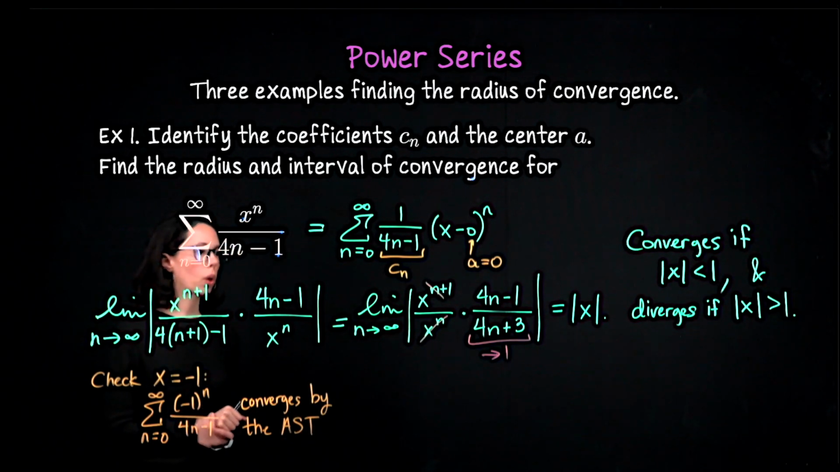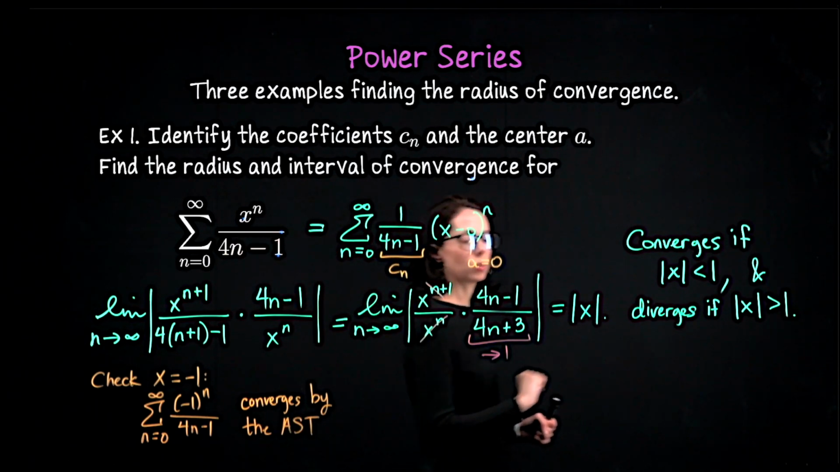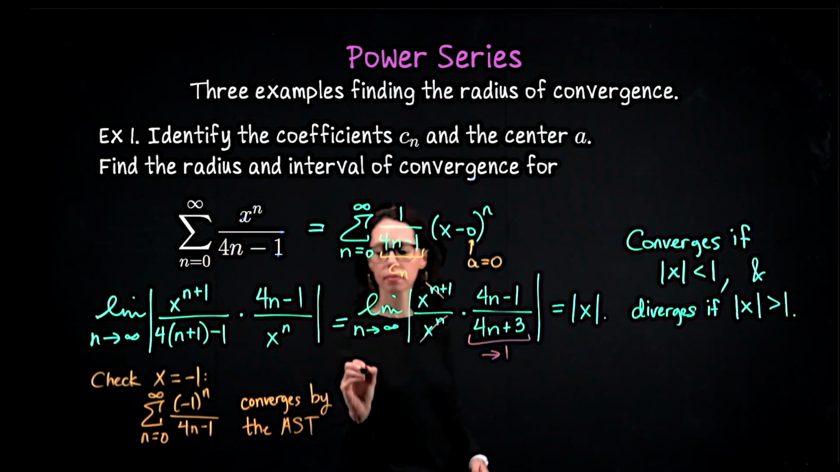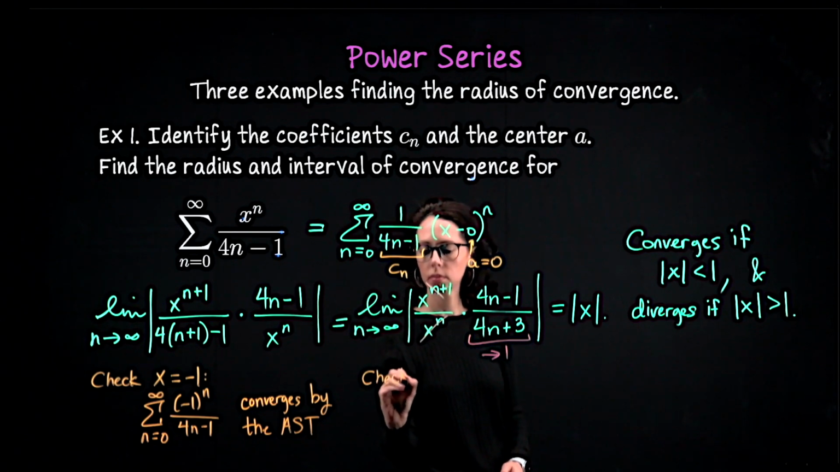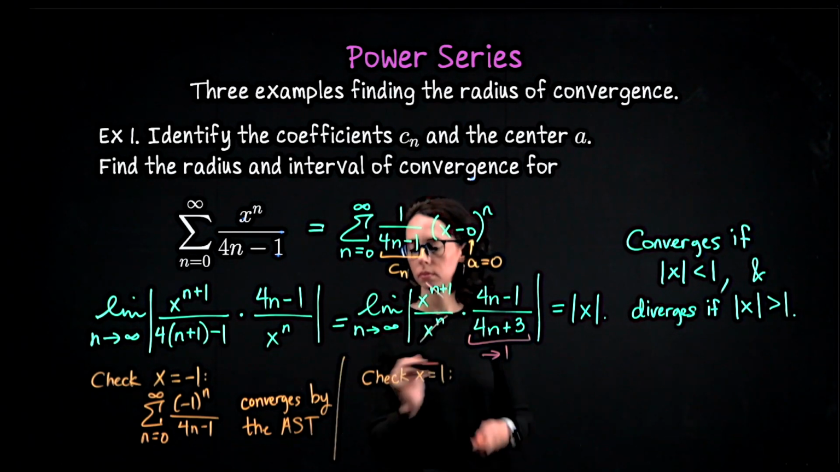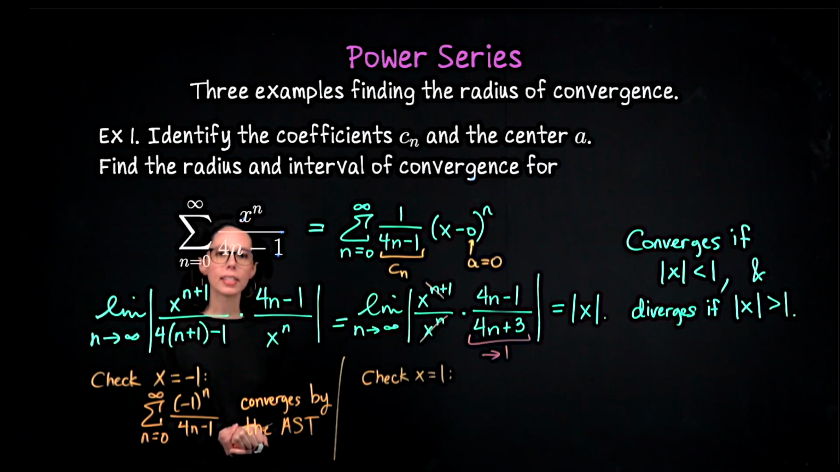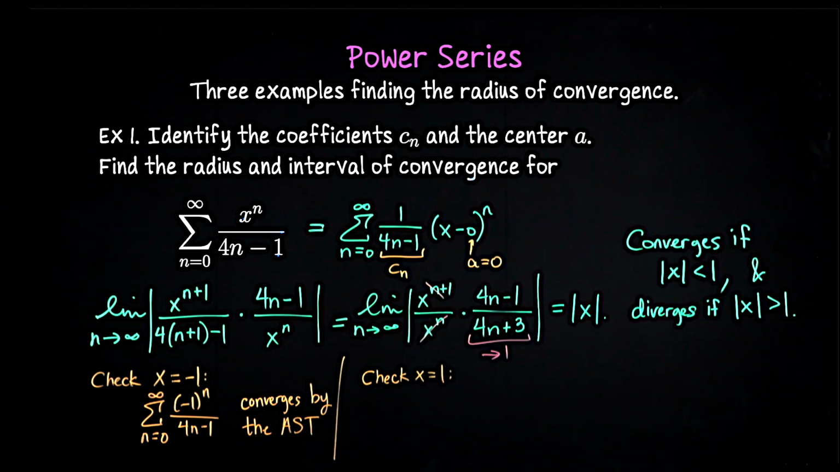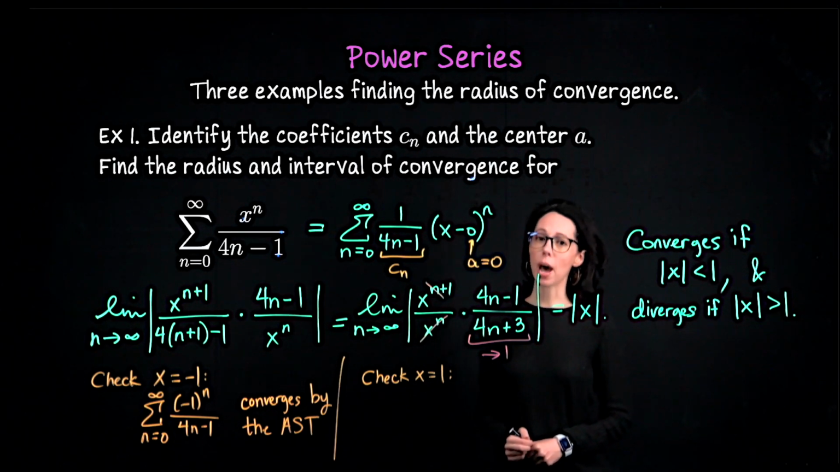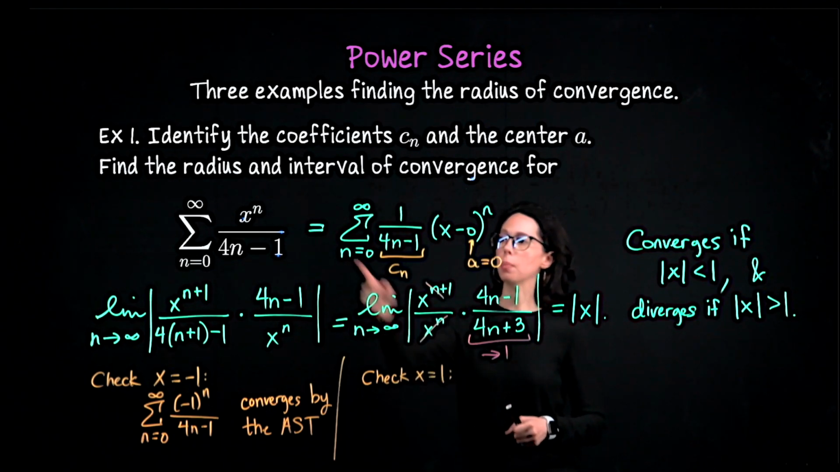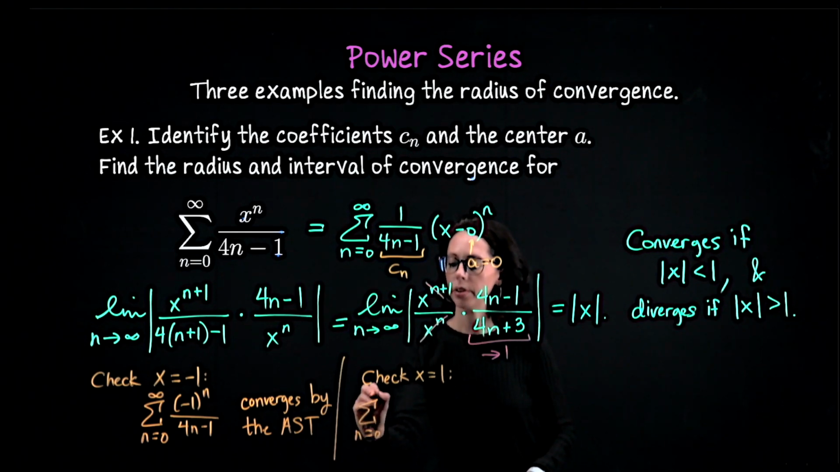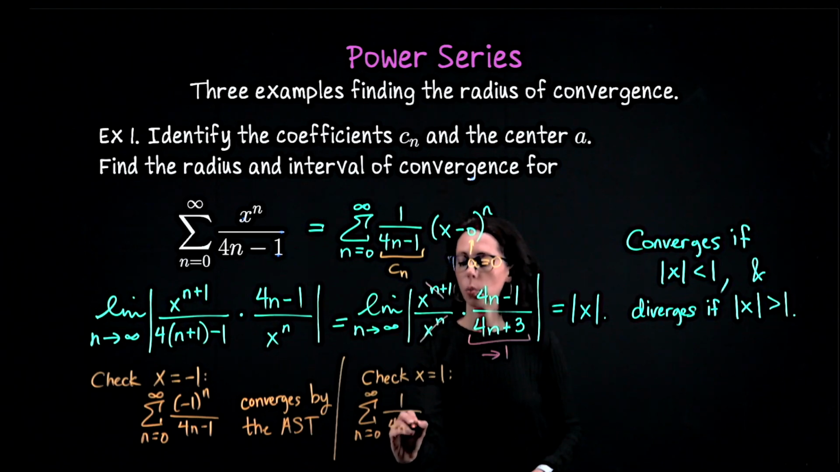Okay, so at least one of the values satisfying that the absolute value of x is 1 actually gave convergence. Let's check the other one. What happens when x equals 1? Go ahead and see what happens if I plug 1 in for x, and then I will finish the problem. What's going to happen when x equals 1 is that the x to the n term is just going to turn into 1. So our series becomes the infinite series, indexing from 0 to infinity, 1 over 4n minus 1.